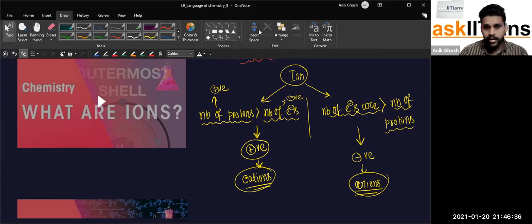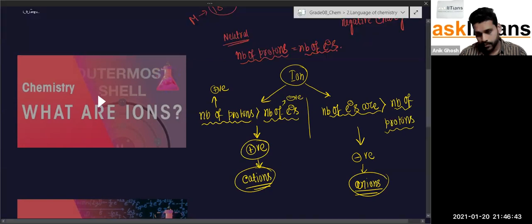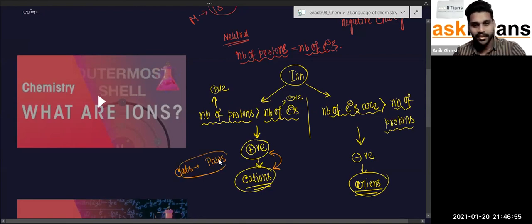Just wait for a moment. Just remember one thing. Cations are positively charged. So how to remember this? Just remember one thing. Cats have paws. Isn't it cool? Cats have paws.